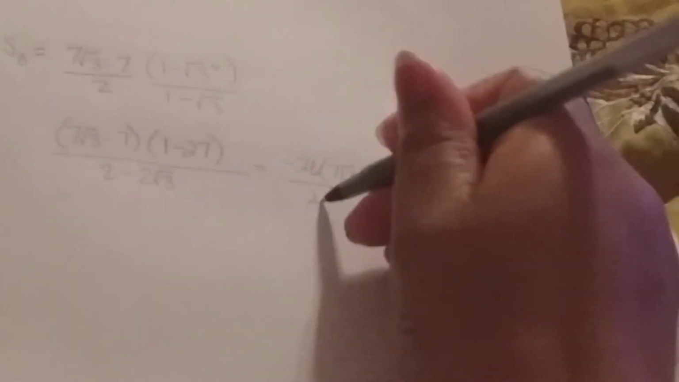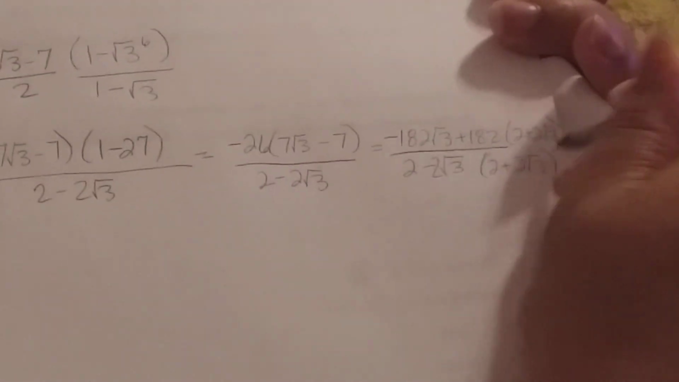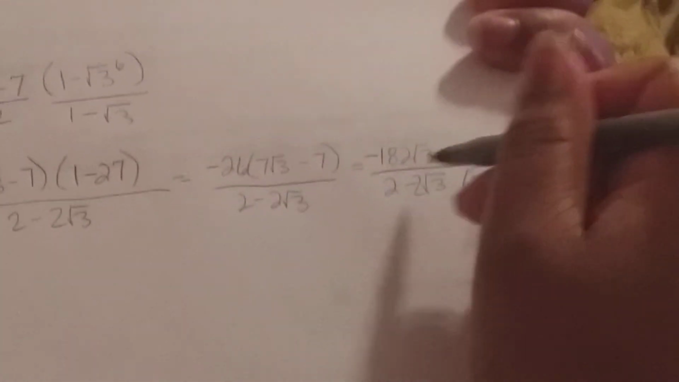And so we don't want that on the bottom. We don't want that. So again, we're going to have to multiply by the conjugate. So 2 plus 2 square root of 3, 2 plus 2 square root of 3. So times that by 2 is 4, 6, carry 1, 5, 5, negative 564 square root of 3.